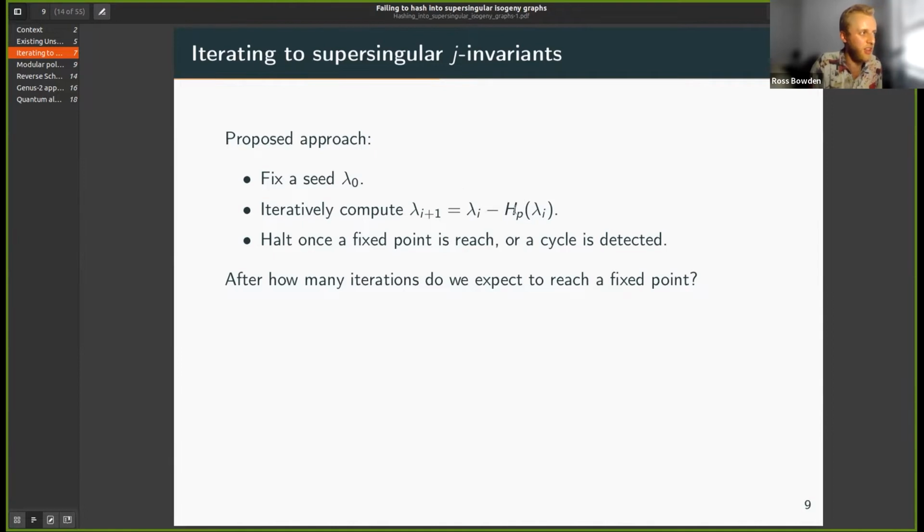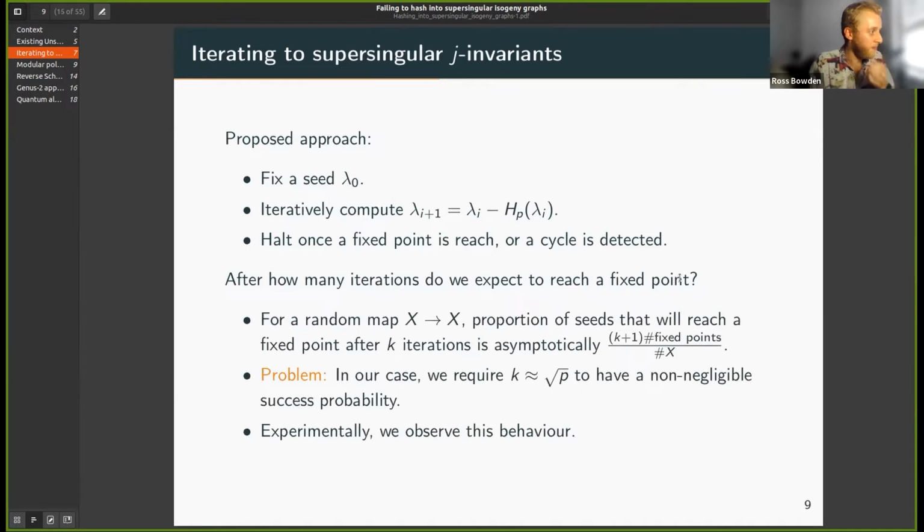Even if each computation is efficient, if we have to do exponentially many of them, then this is not going to be feasible. So the question we really want to answer is: after how many iterations of this map do we expect to reach a fixed point? This is an analysis we performed. We considered random maps on a finite set X with a prescribed number of fixed points, and asked: if we perform k iterations of this map, how many of the points in X do we expect to reach a fixed point? Our conclusion was that the proportion of seeds that will reach a fixed point is asymptotically (k plus 1) times the number of fixed points divided by the size of X.